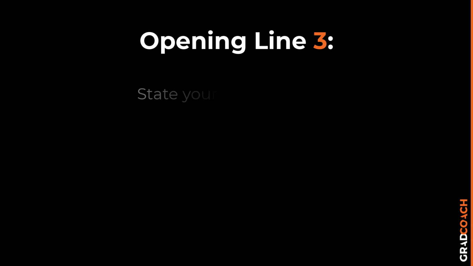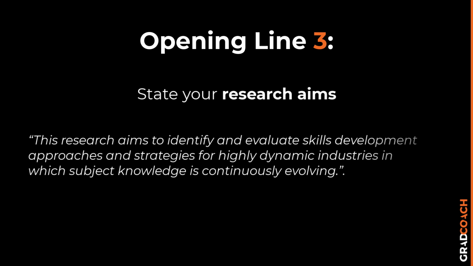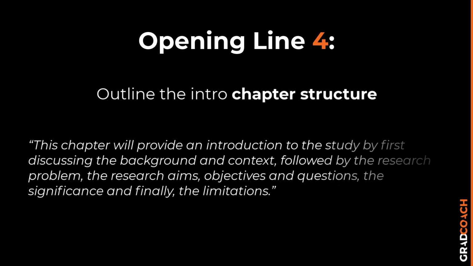Number 3, a sentence stating your research aims and objectives. For example, this research aims to identify and evaluate skills development approaches and strategies for highly dynamic industries in which subject knowledge is continuously evolving. And lastly, number 4, a sentence outlining the layout of the introduction chapter. For example, this chapter will provide an introduction to the study by first discussing the background and context, followed by the research problem, the research aims, objectives, and questions, the significance, and finally, the limitations.